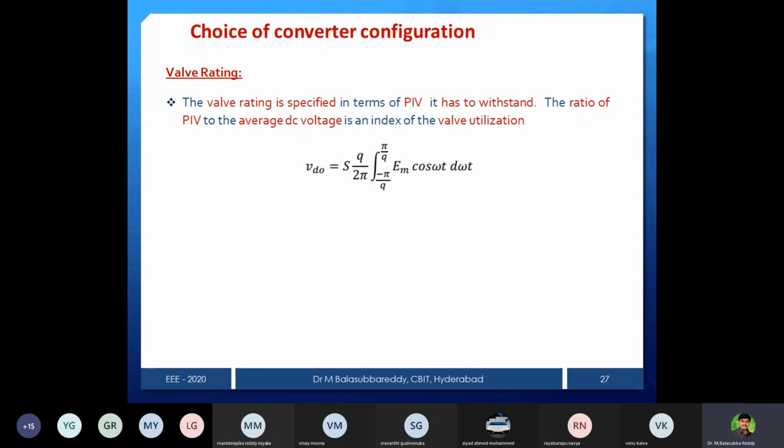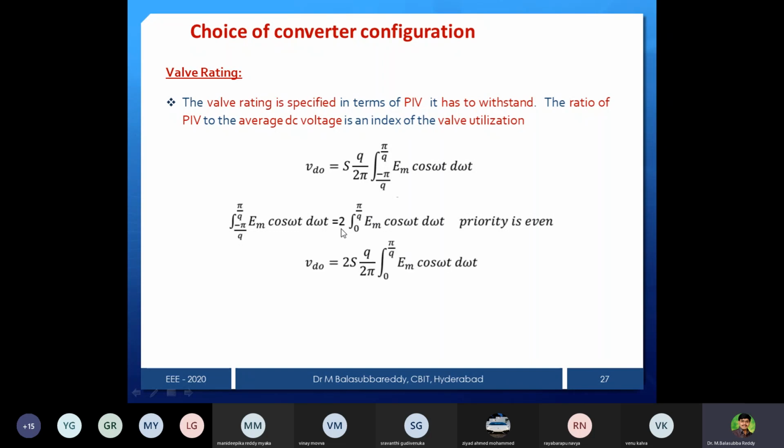So that's why we can make use of S into Q by 2 pi, and the limits you can take either as 0 to that or minus pi by q to plus pi by q, of Vm sin omega t. If you want to change that limit to 0 to pi by q, you can use a factor of 2, and simplify. Em sin omega t, Em will be written outside, and the integral of the sine will give a cosine, and substitute the limit 0 to pi by q.